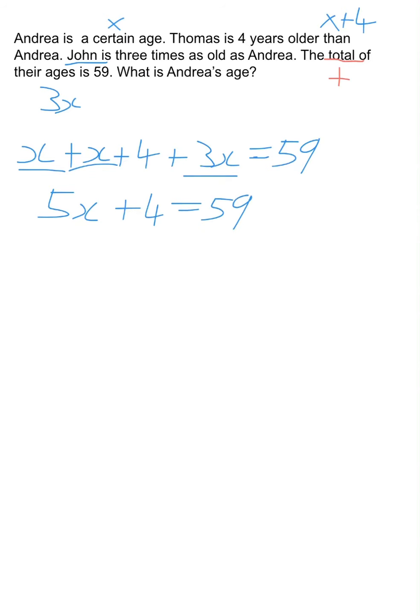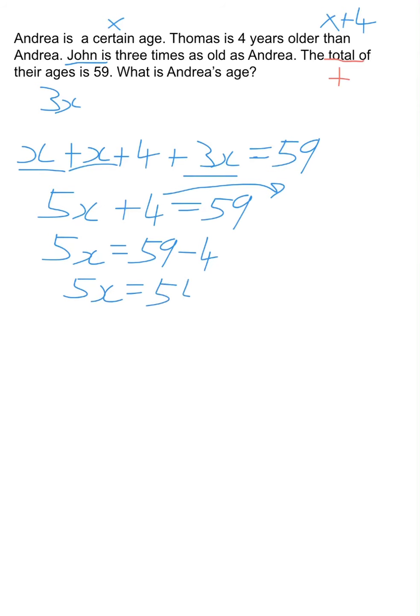Now it's easy enough. So let's bring the plus 4 over here, which will be minus 4. So 5x is equal to 59 minus 4. 5x is equal to 55. Always then divide by the number in front of x. So x is equal to 55 over 5. X is equal to 11. And that's our answer. So if you were asked then for Thomas's age, that would be 4 years onto that, so he'd be 15. And then John would be 3 times Andrea's age, so he'd be 33.